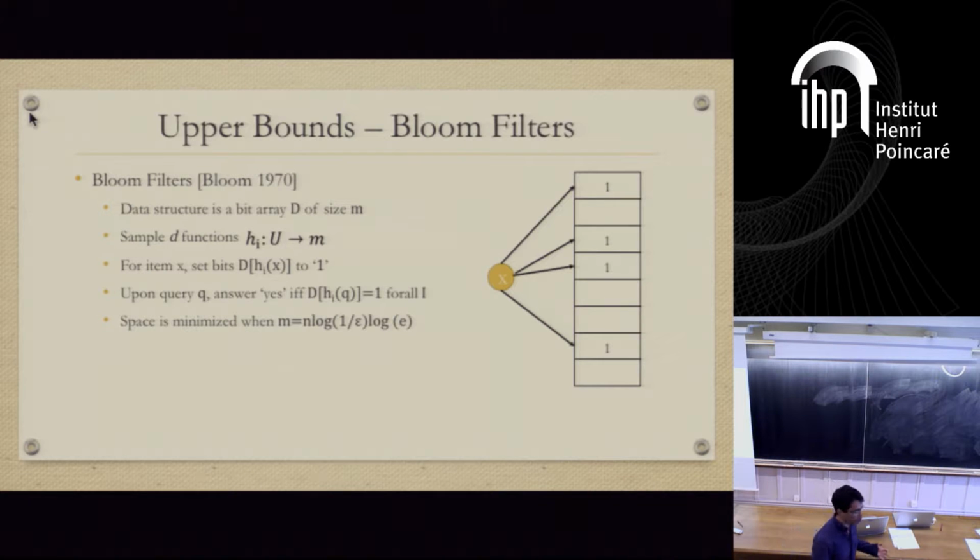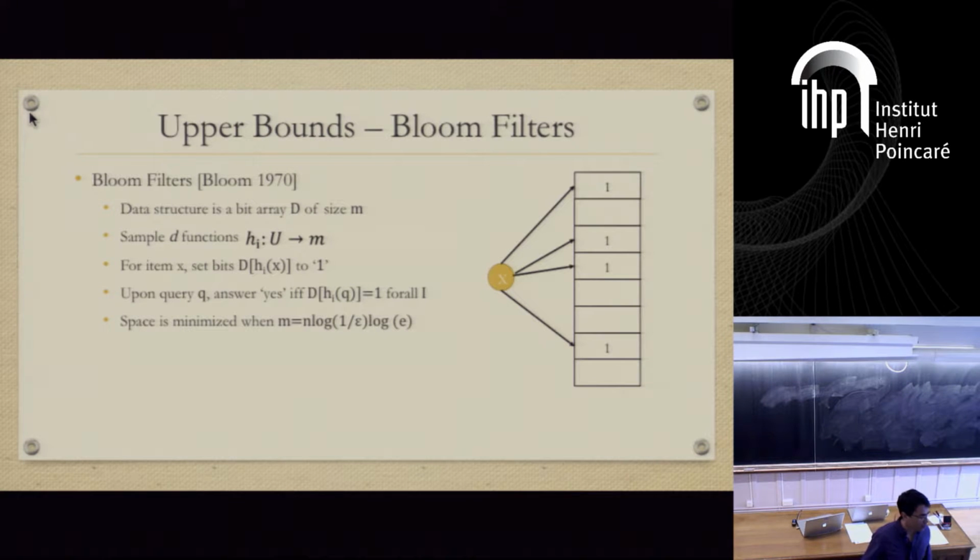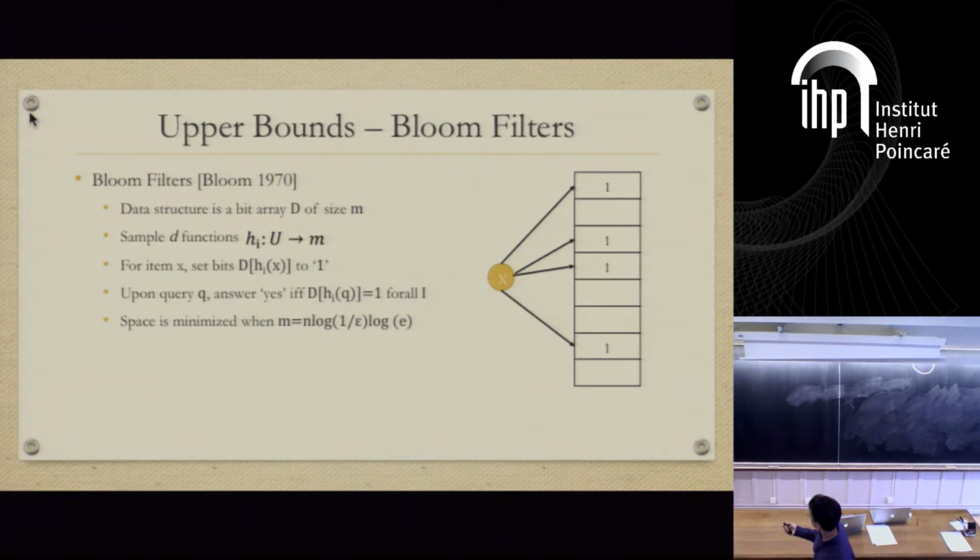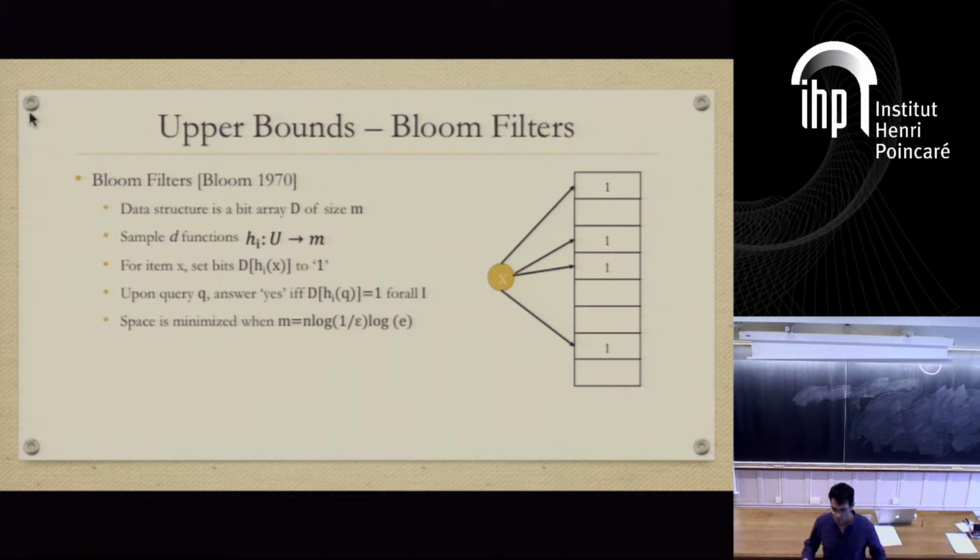And then you can work out, so there are several free variables here. If I fix an epsilon and the size n, there are still 2 free variables: the variable m, and the variable d. It's a nice exercise to work out the optimal setting of these 2 variables given n and epsilon. And you can see that the space is minimized when m is n log 1 over epsilon, which is our lower bound, times log e, which is 2 point something, right? Or log e is 1.9.